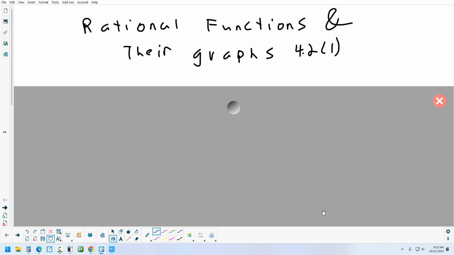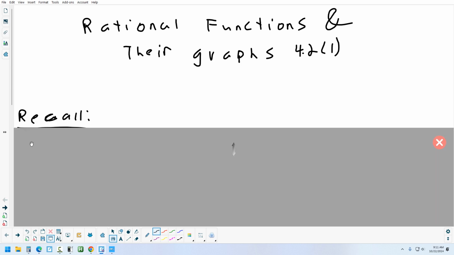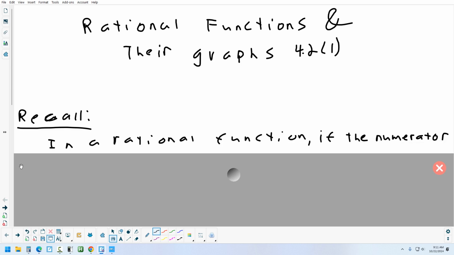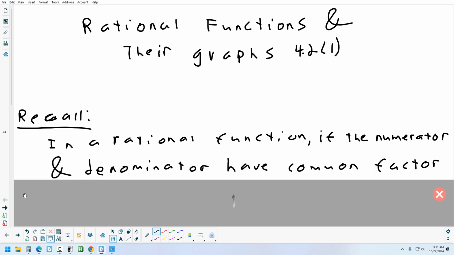All right, so the last section we're going to look at this week, we're going to do it over 2 days. So we'll do part 1 today, and then we'll do part 2 tomorrow. In this section, we're going to focus on drawing or sketching a picture of rational functions. Now remember, if the numerator and denominator have a common factor, what can that cause to happen?